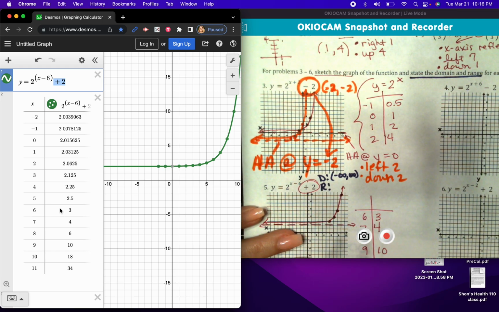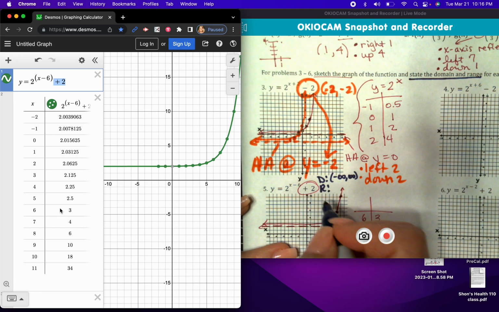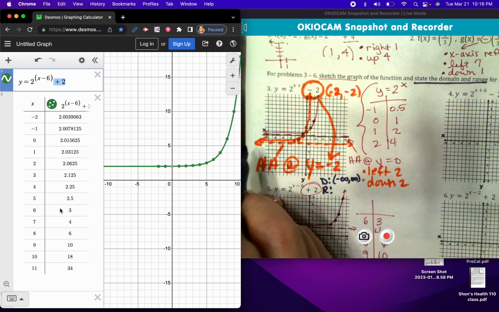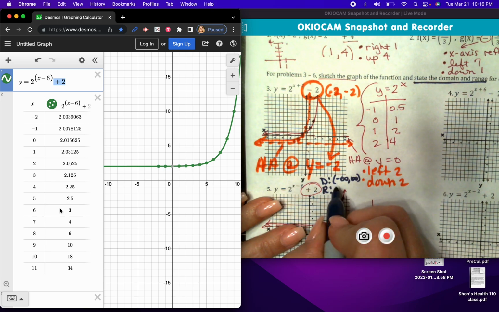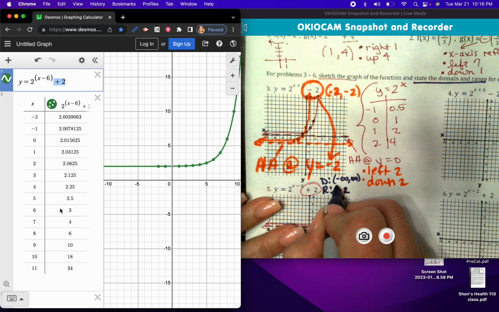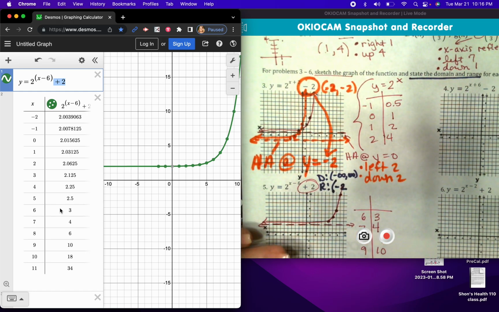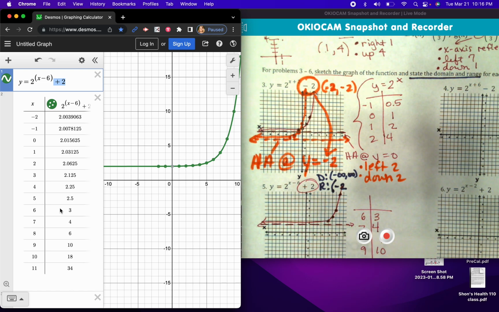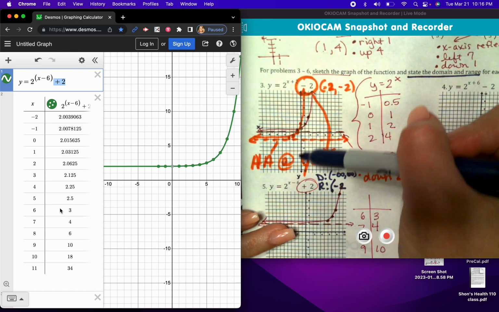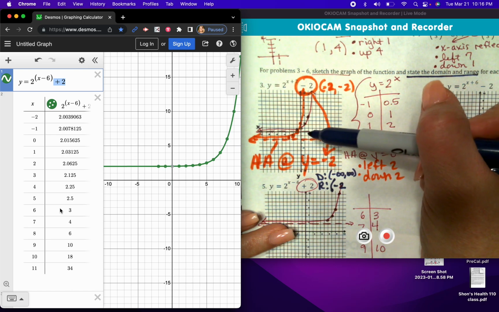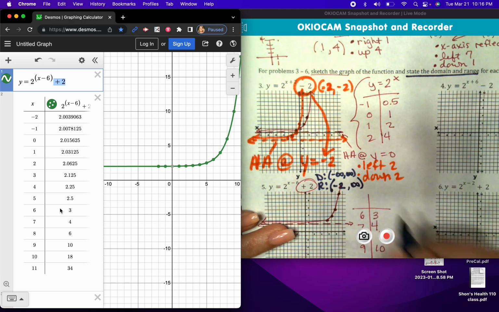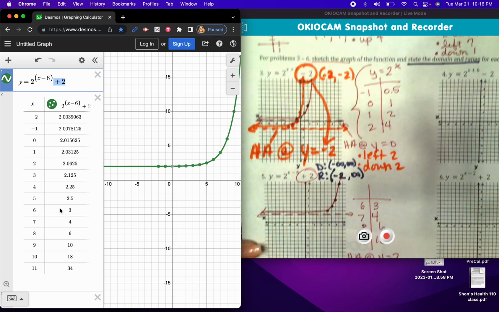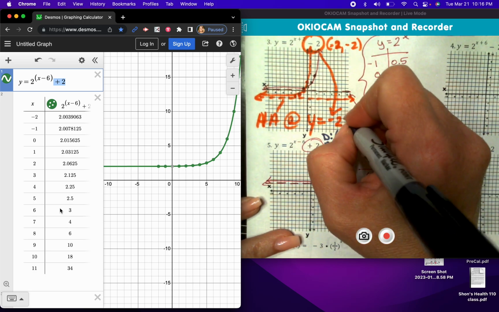But your range will be, remember, range is lowest y to the highest y. Your lowest y, it doesn't get to negative 2, but it gets closer and closer. So remember, it's negative 2, but you would use the left parenthesis, not the bracket, because it never actually hits negative 2. So the lowest is negative 2 exclusive, but it does go up forever to positive infinity. So that's for this one here.